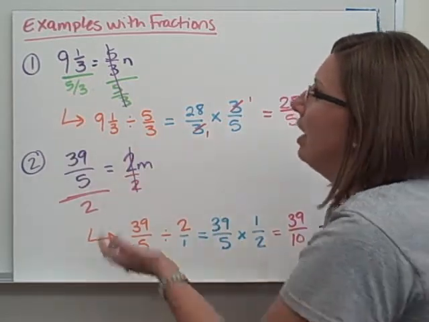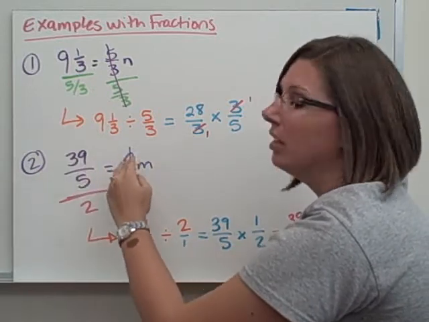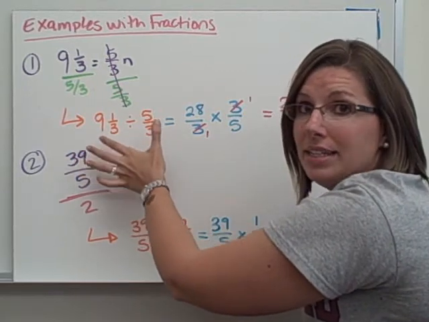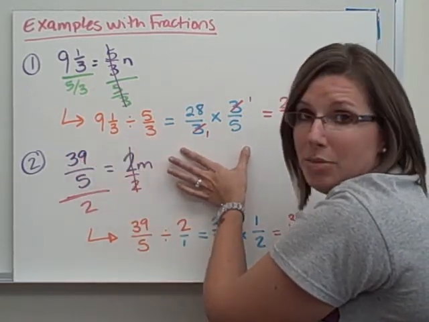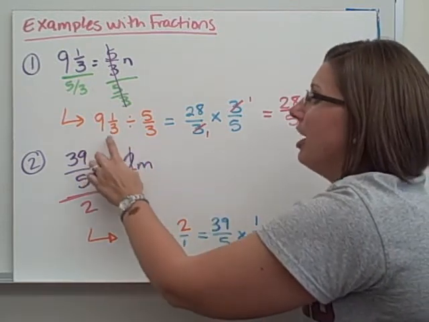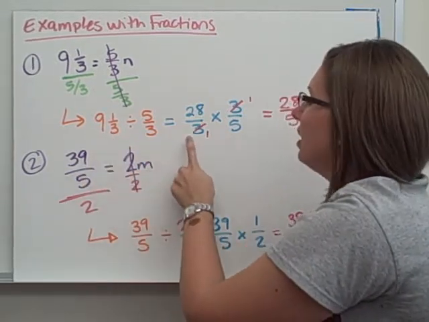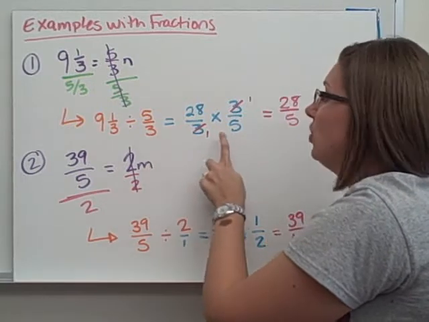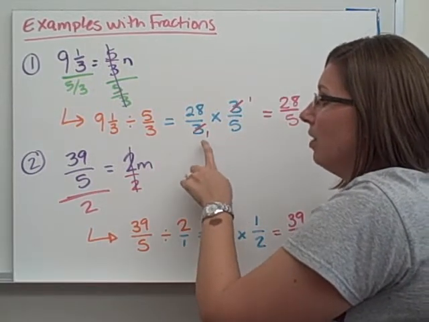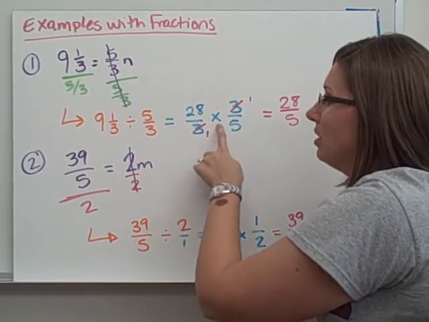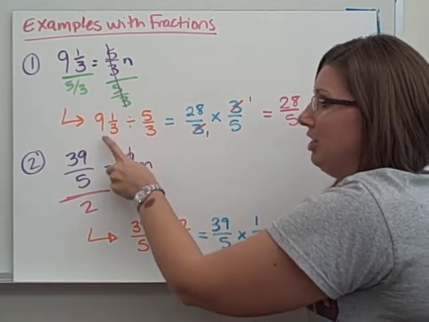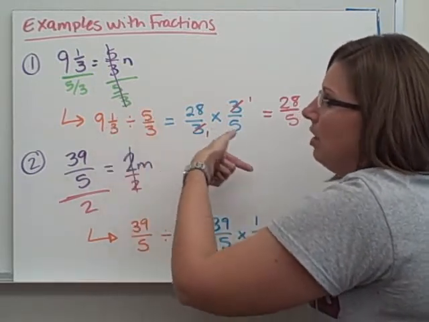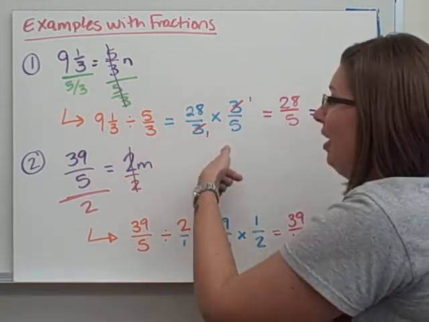I rewrote that, instead of vertically, horizontally using this division symbol, because that helps me realize that I need to change this division problem to a multiplication problem. To do that, I need to change my mixed number to an improper fraction, I need to change the division to multiplication, and I need to change the second fraction to its reciprocal. So I now have 28/3 times 3/5, because again, I changed my mixed number to an improper fraction, changed division to multiplication, and then flipped 5/3 over, so it's now 3/5.